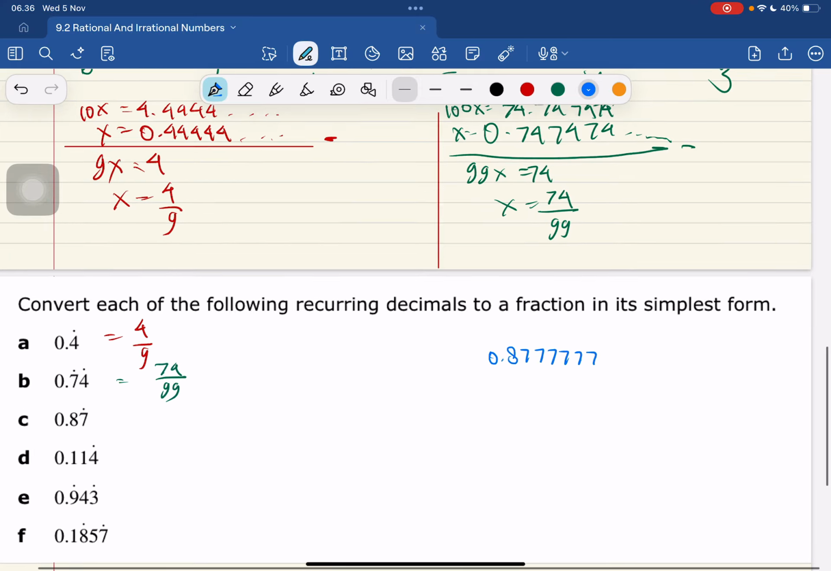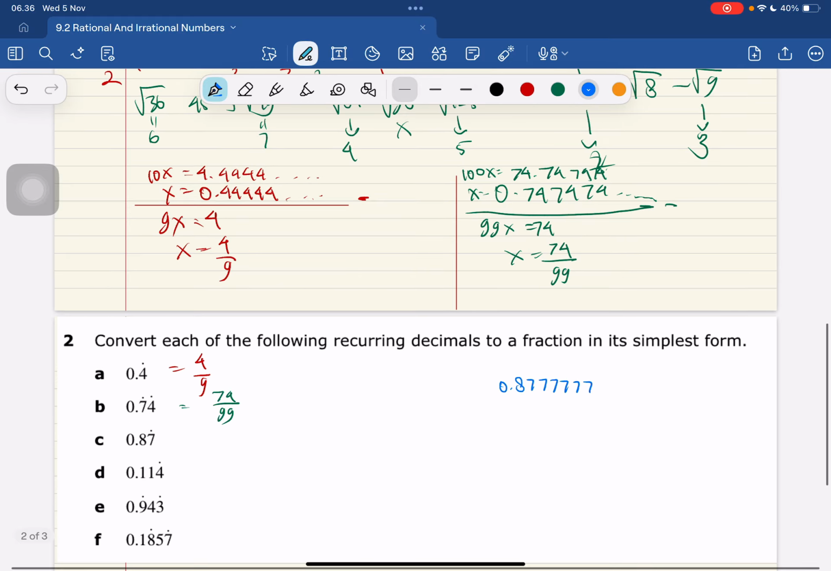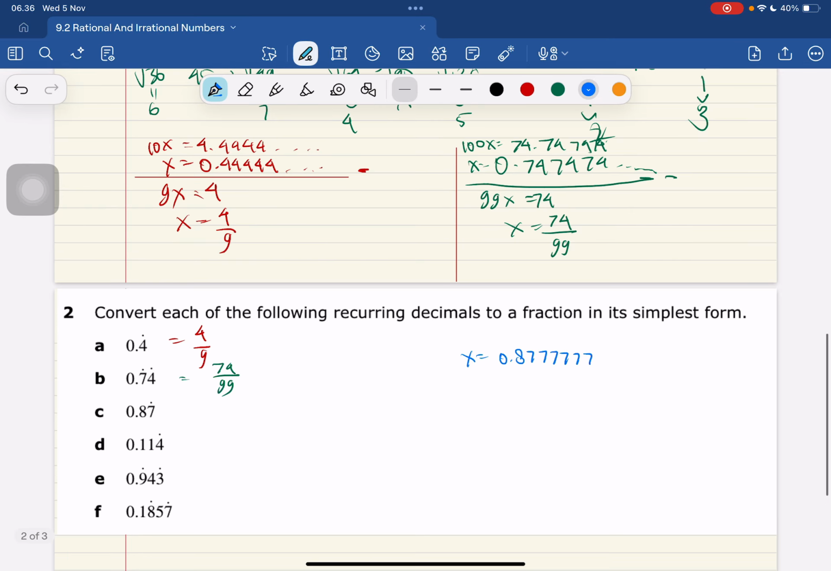Okay, let us make this point disappear. So this is x equal to, okay, let us make it 10x. This will be 8.7. Okay, I think it will not work. So let us make it 100x. It's going to be 87.77777 unlimited. And then if we multiply it by 10, x is going to be 8.7777. The important thing is we need to cancel the numbers after the decimal, because it's going to be repeating again.